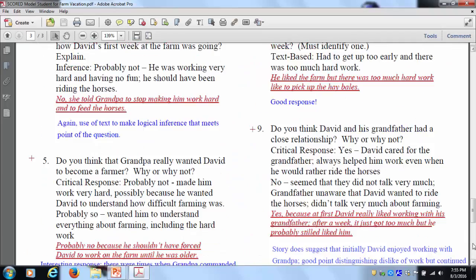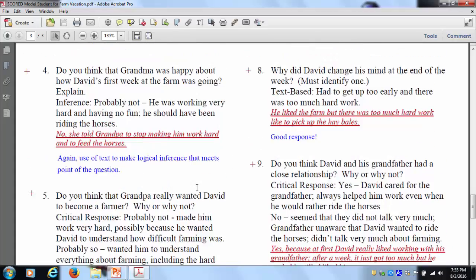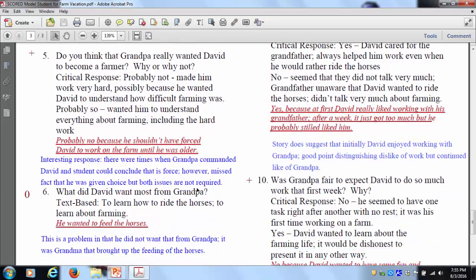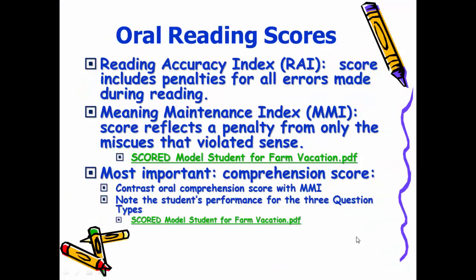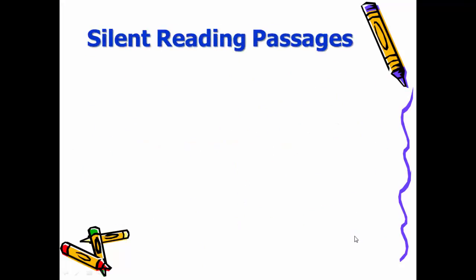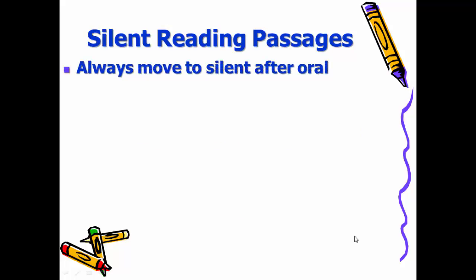So let's go through here. You record, and then make a critique. You see, here we have it. We score each of them, and you want to make some observations so that you can have a picture that's pretty comprehensive. Then you're ready to move to the silent reading passage.